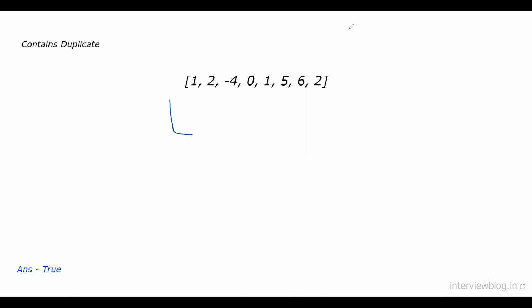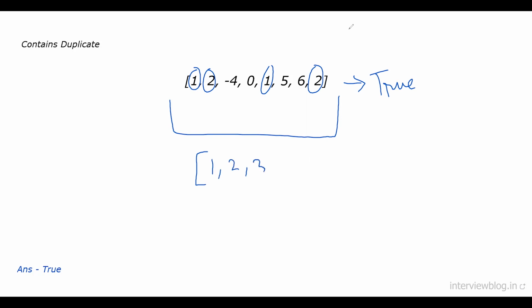For example, in this given array, we can see that the numbers 1 and 2 are repeated. That is, it occurs twice in this array. And so our function should return true. Now let us consider another array which contains 1, 2, 3, 4, and 5. Now for this array, our function should return false since there are no duplicates in this particular array. Now let us see how to solve this problem.